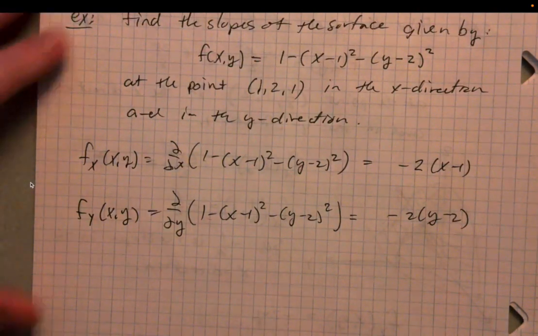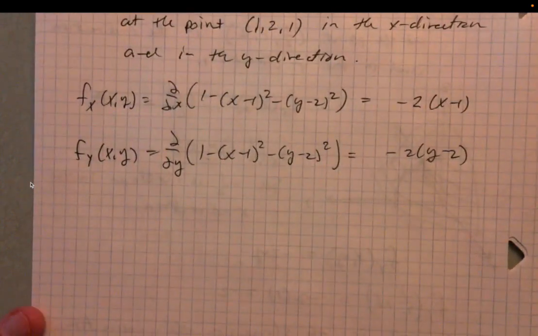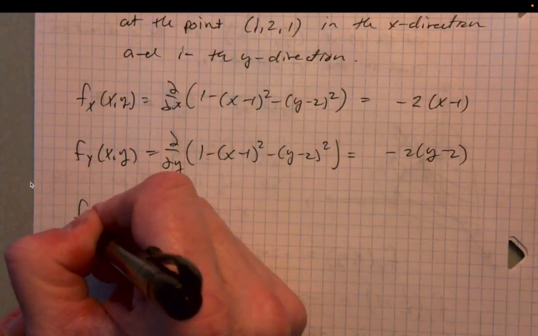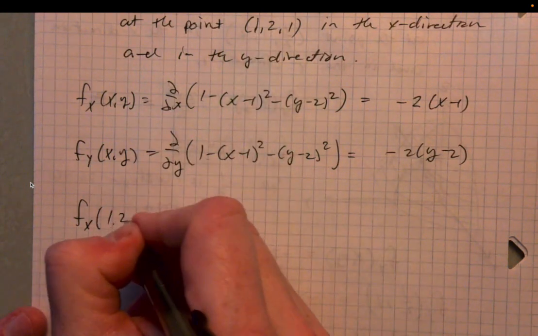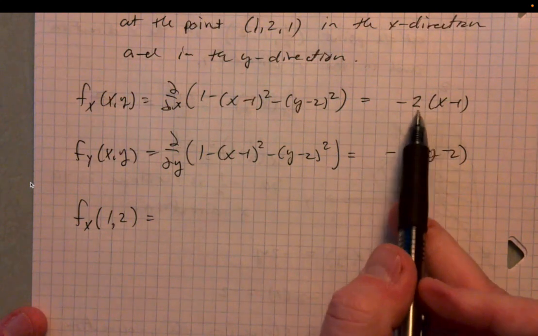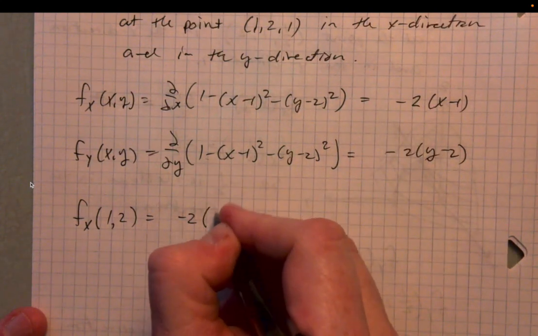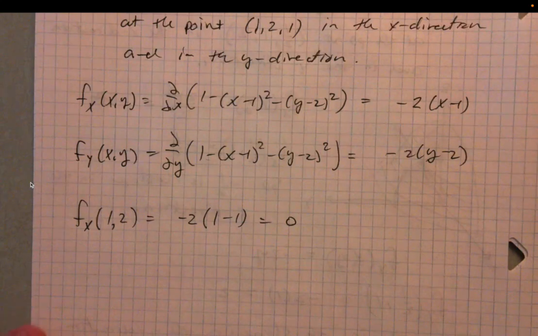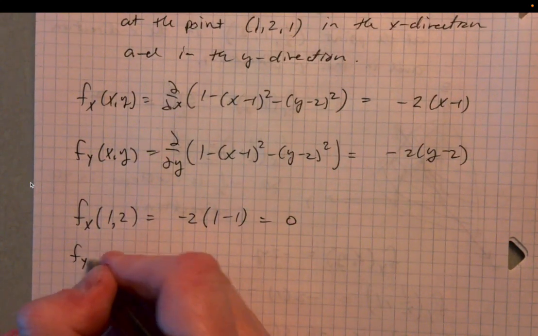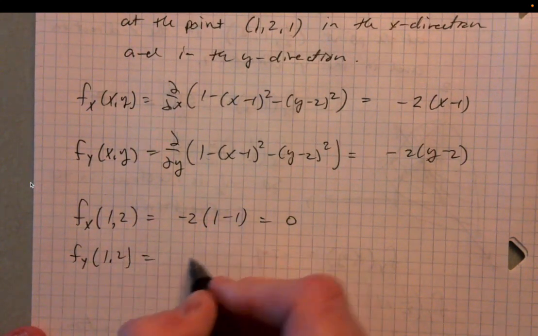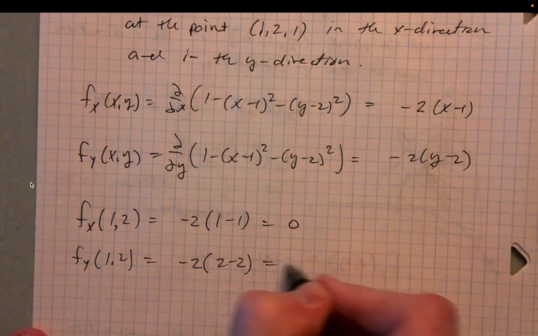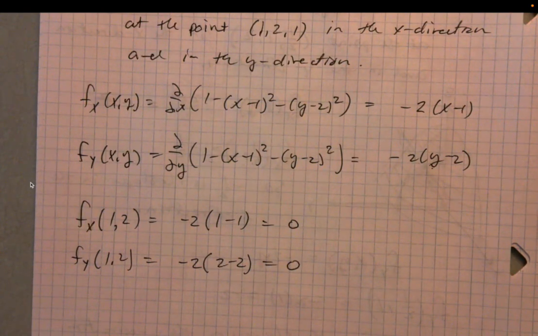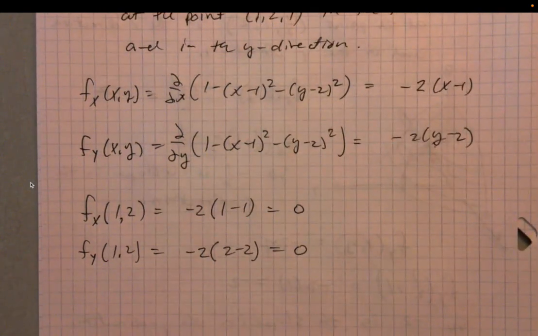What about the slopes? Well, then f sub x evaluated at 1 and 2, right, that's going to be negative 2 times (1 minus 1), so 0. Okay, what about the y derivative? That'll be negative 2 times (2 minus 2). So again, 0. So in this case, both partial derivatives are in agreement at this point.